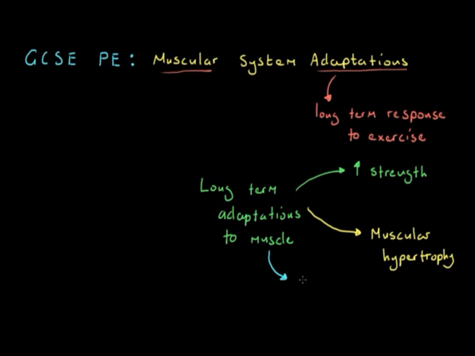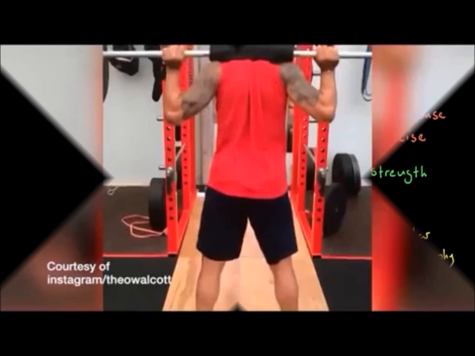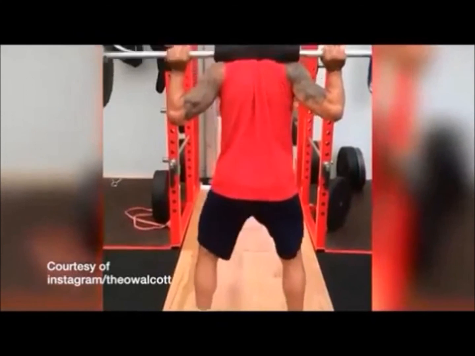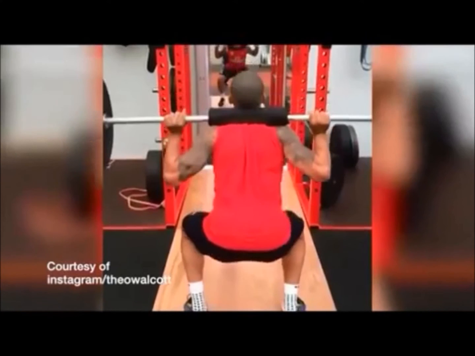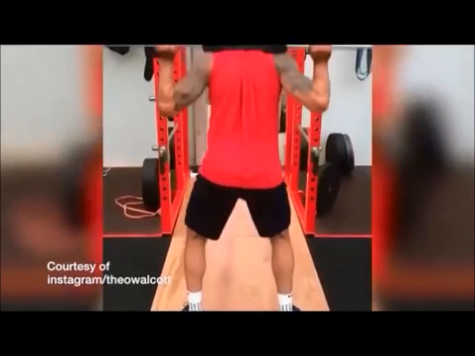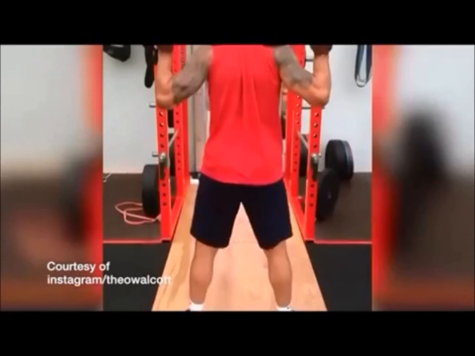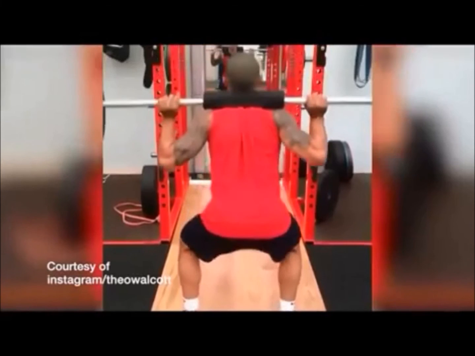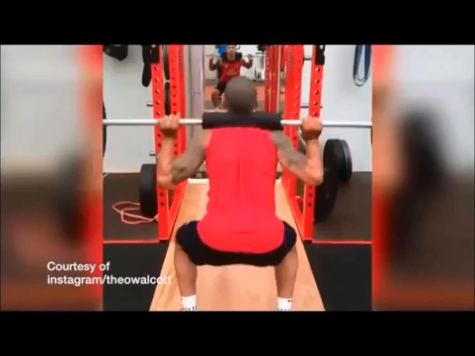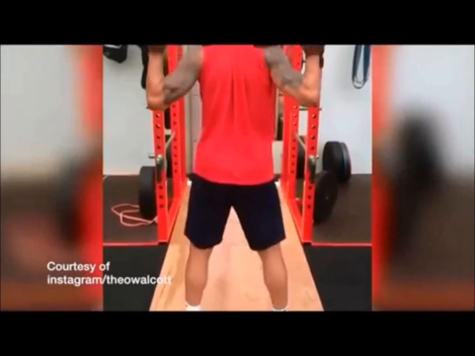So moving on quickly, another adaptation to the muscles is an increased support of the joints. The muscles around a joint increase in strength, and it provides more support of the joint. You'll see in this next clip Theo Walcott training and strengthening his knees and the muscles around his knees, to try and strengthen the area where he has had injuries in the past.